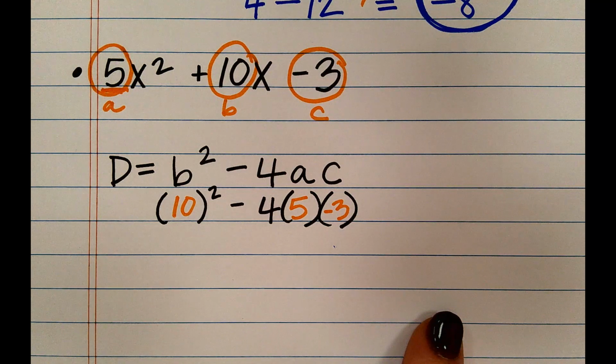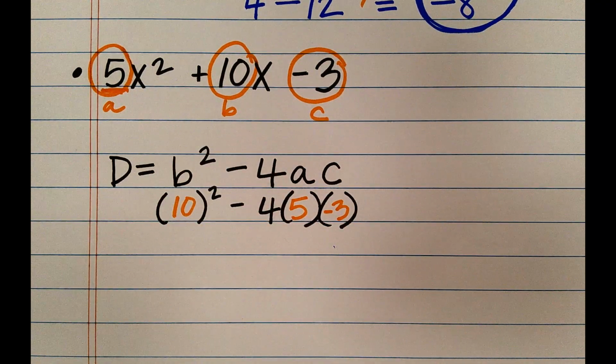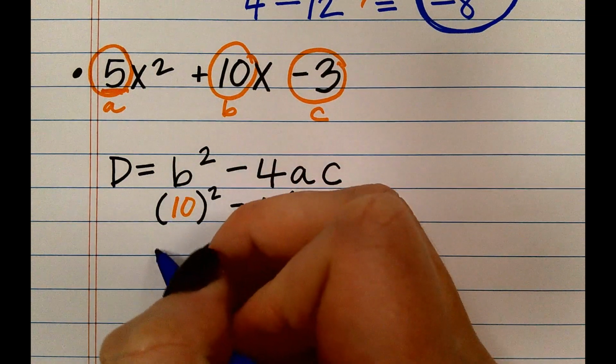What is my next step? Parentheses. My PEMDAS. Do I have parentheses? Yes, technically, but do I have operations in my parentheses? No. So exponents. What exponents do I have? 10 squared. 10 times 10, which is 100.